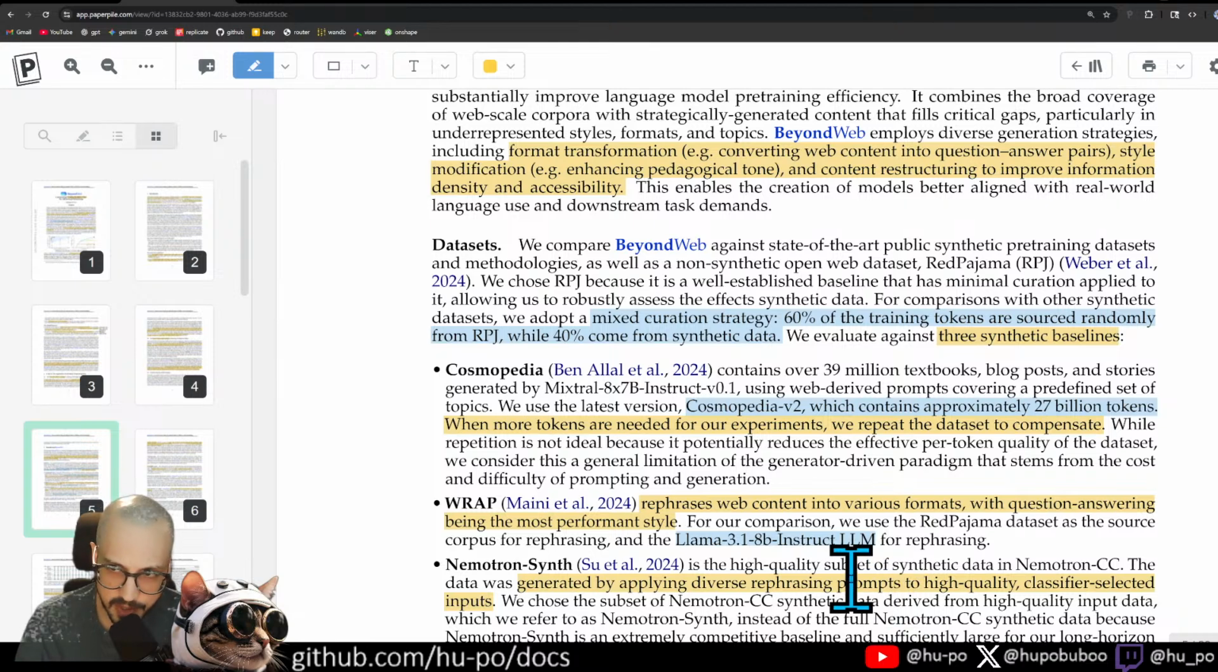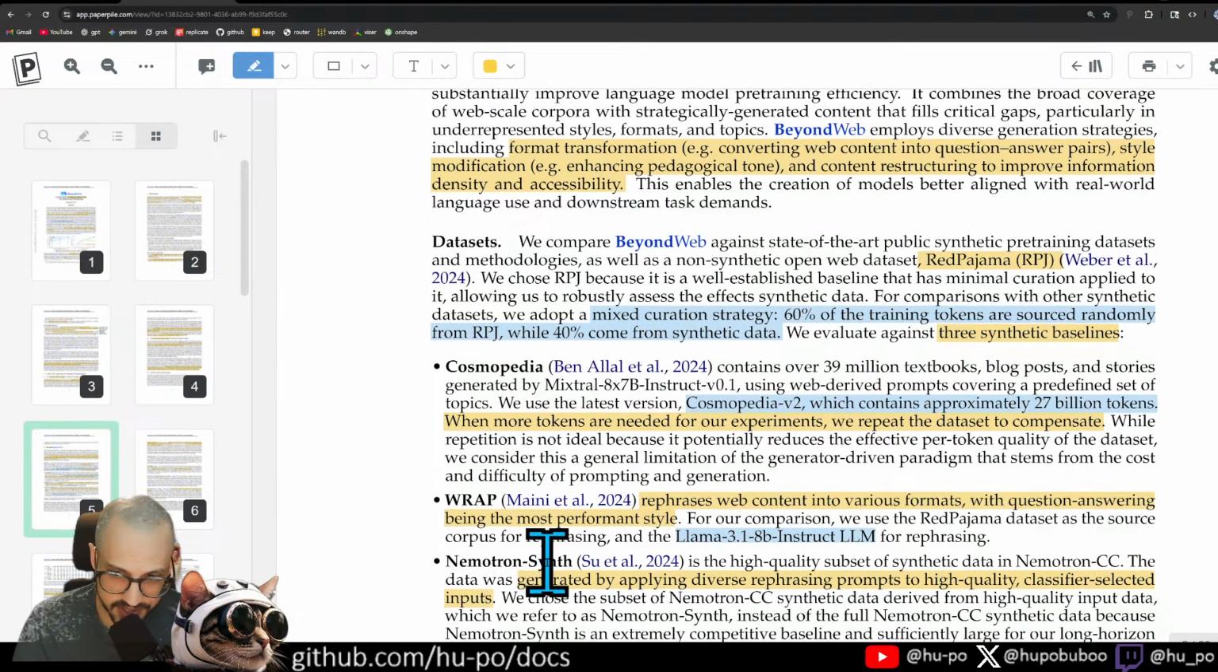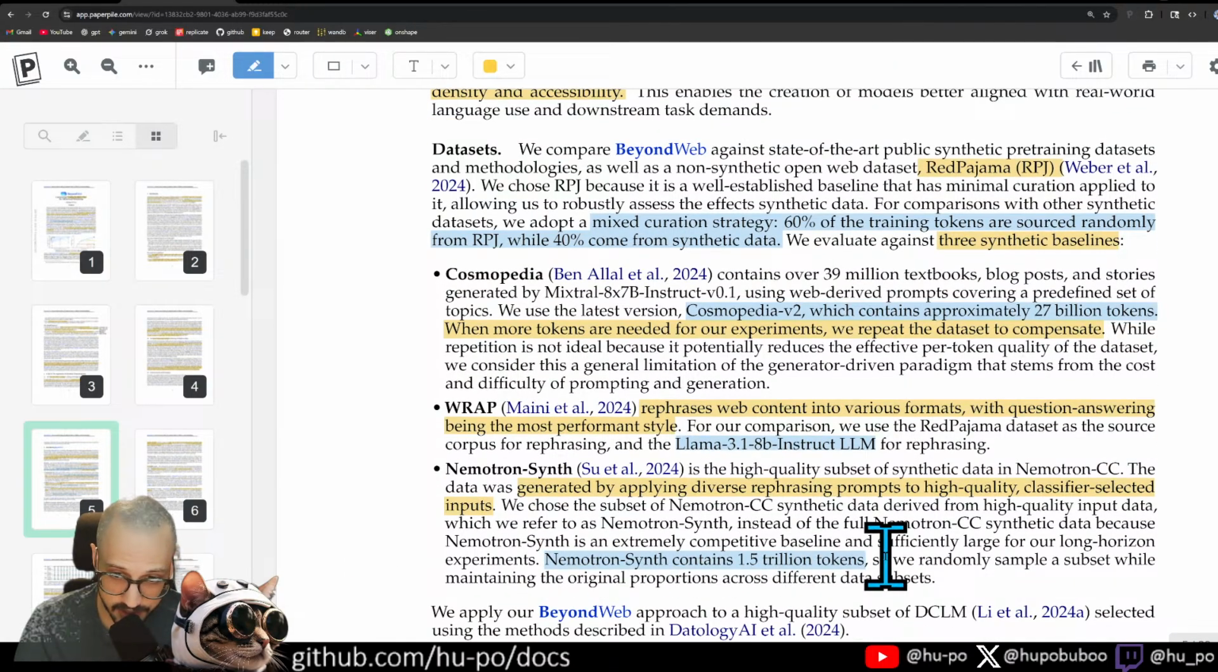So this first experiment is they're going to be just comparing synthetic data to non-synthetic data, right? So an internet scrape, and they're going to specifically choose Red Pajama, right? Because it's a well-established baseline with minimal curation, blah, blah, blah, okay? And they're going to compare it to some synthetic data sets. Specifically Cosmopedia, which is 27 billion tokens, Nemotron Synth, which is 1.5 trillion tokens. This is NVIDIA, which is also generated by applying diverse rephrasing prompts to high-quality classifier selected input.